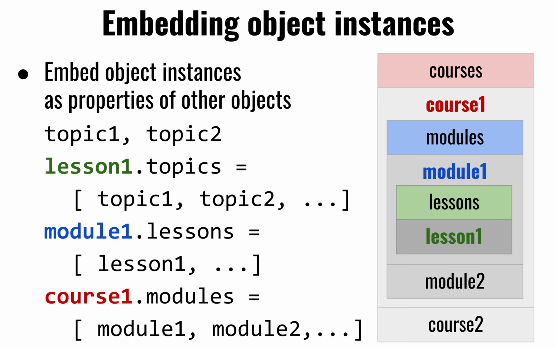Make sense? So here's just graphically represented where you have topic 1, topic 2, and then you're saying lesson 1 dot topics wholly contains the objects topic 1 and topic 2, and then the module 1 contains several lessons, and then the course contains multiple modules, right? So we have the courses containing several courses, course 1 containing several modules, module 1 containing several lessons, and so on and so forth. And these are all embedded objects.